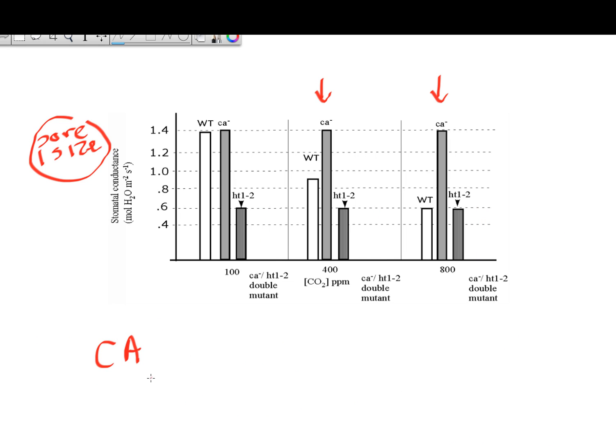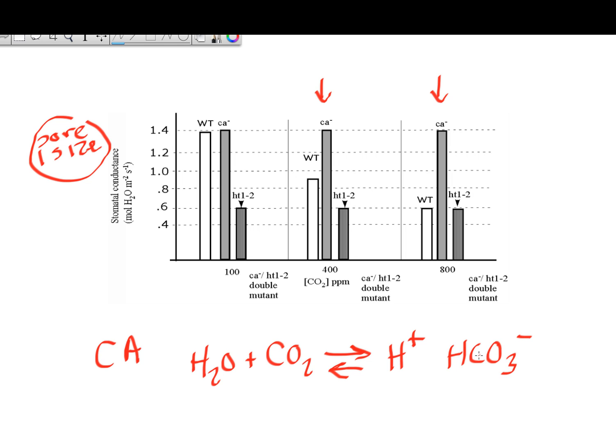CA stands for carbonic anhydrase. Carbonic anhydrase is involved in the process of C4 photosynthesis. It's actually taking water and carbon dioxide, generating, and also it works in the opposite direction, as we'll see later in the class. And then you're ending up with protons and bicarbonate ions. Does that make sense?